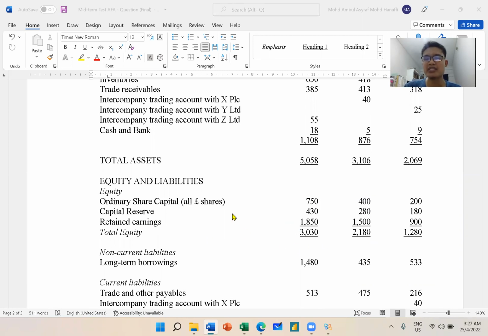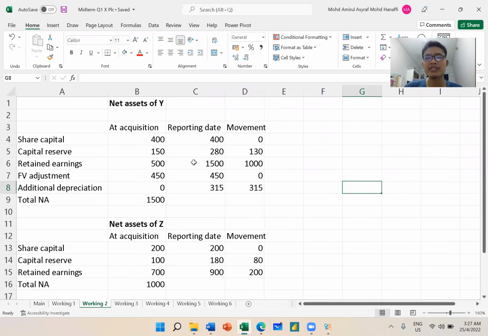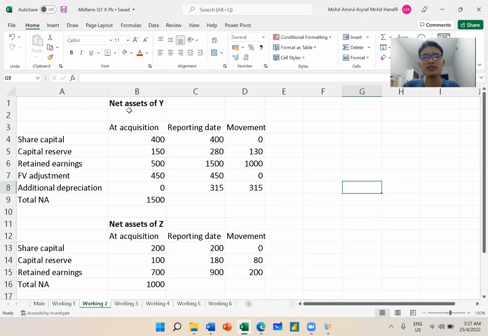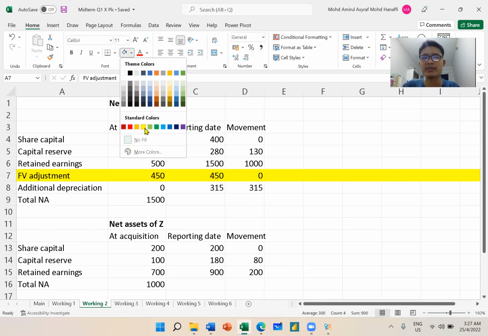In this question, it is more complicated than your final exam, because it has fair value adjustment. Good news, your final exam doesn't have fair value adjustment. I'm telling you that because I have done the working for you. You have two subsidiaries in the question, Y and Z. X is the parent, and Y and Z are subsidiaries. So you have to calculate two net assets: net assets of Y and net assets of Z. You can ignore this fair value adjustment for the purpose of the final exam because it is not there.